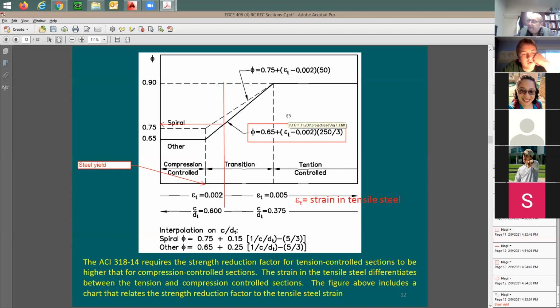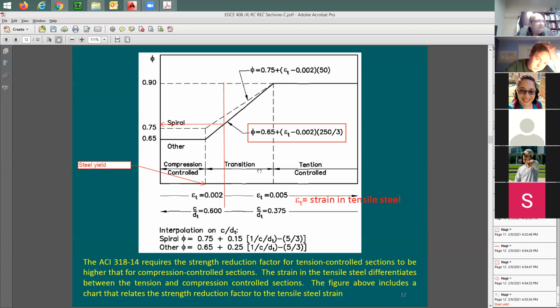Professor, what does it mean between spiral and other? Spiral, you remember the spiral columns? Oh, okay, like the round columns? Right. This is for round sections, and this is for other sections. Okay. So when we have a beam or a column, like a tied column, a rectangular column, it's going to be this one.